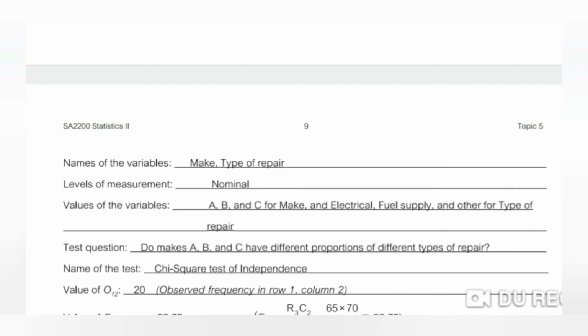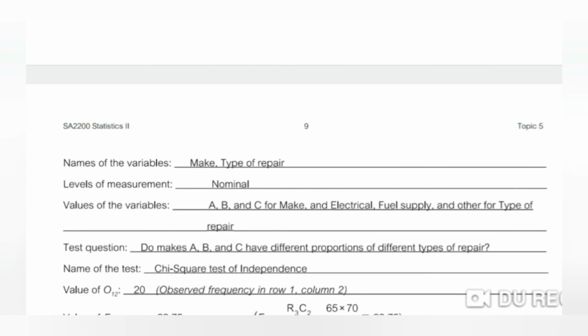So we have to compare only proportions. Generally, different proportions indicate a relationship. The same proportions indicate no relationship. So statistically, we have to compare proportions. In such a case, the test we have to employ is the chi-square test of independence, the chi-square test of independence of two nominal variables.